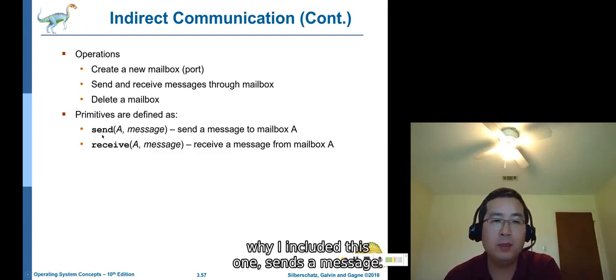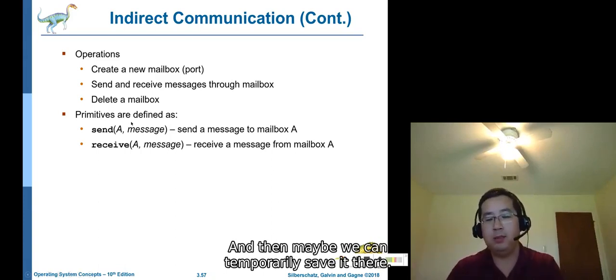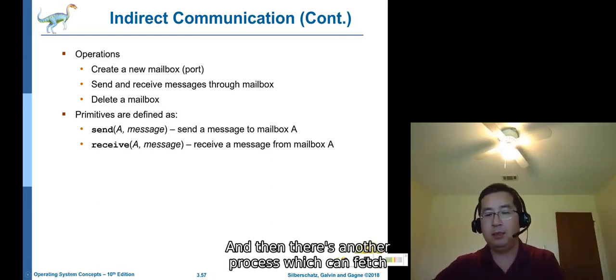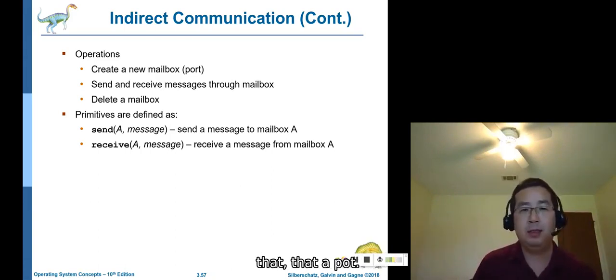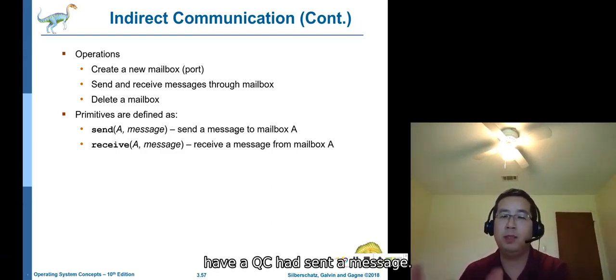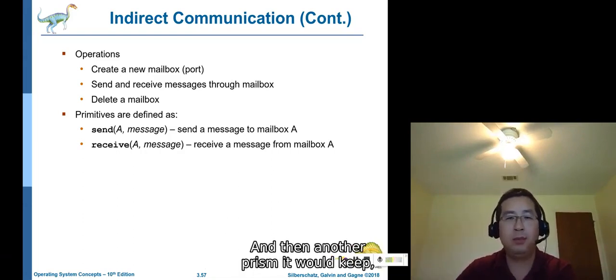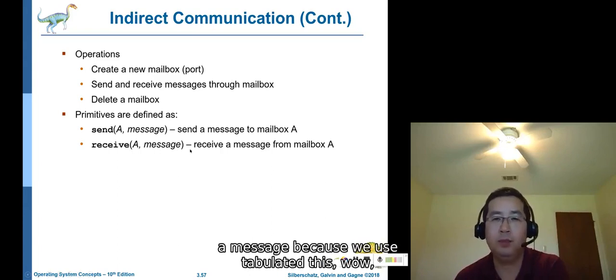Here we use two system calls. One is send a message to mailbox A. That means we send a message to that port number, and maybe temporarily save it there, and then another process can fetch data from there, reading from that port. So the implementation is just like a queue. You may keep sending messages, and another process may keep reading messages. And then there is receive message.